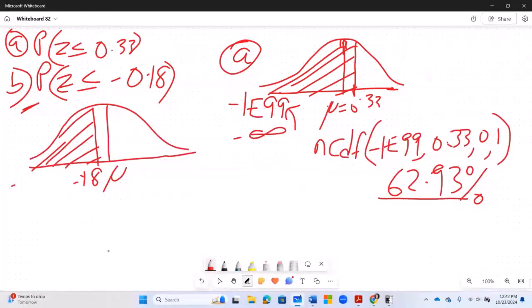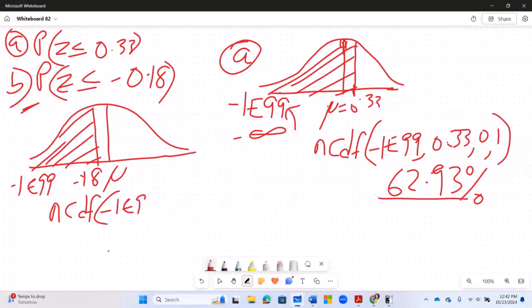Therefore, I am talking about the lower bound is negative infinity. All right, now I'll tell my calculator, I put normal cumulative density function. This is what I'm going to feed my calculator. So starting from negative 1 E to the power 99, comma, then I'm stopping, the upper bound is negative 0.18. Don't forget it's negative. The mean is 0, the mean of a standard normal. The standard deviation is 1.